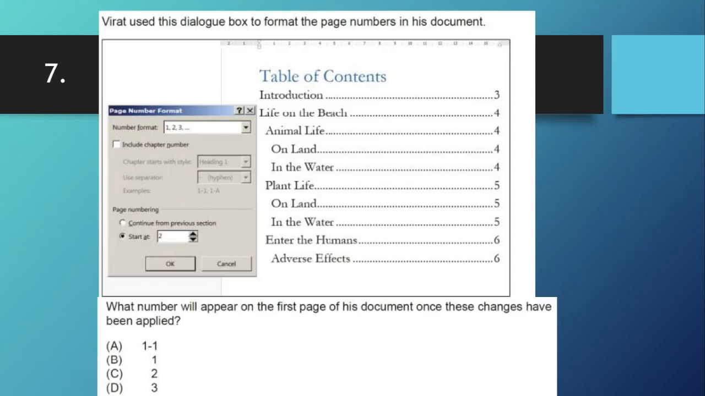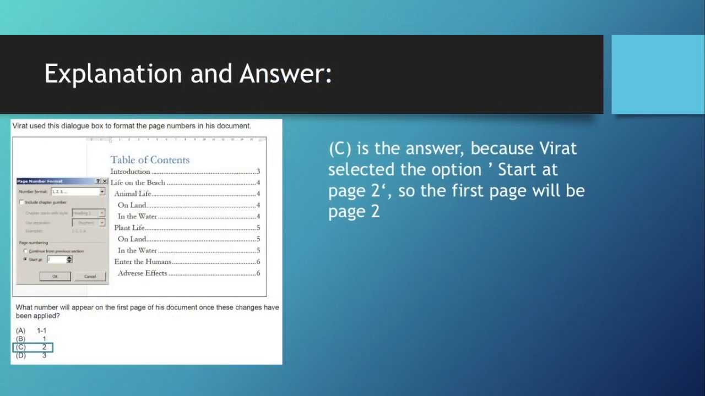This question is about what will appear on the first page when Virat makes these changes. C is the answer because Virat selected the option start at page 2. So the first page will be page 2.